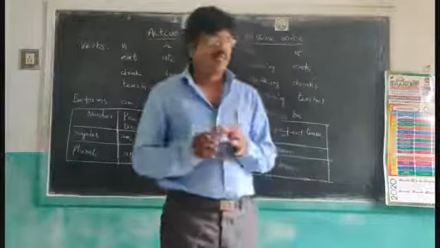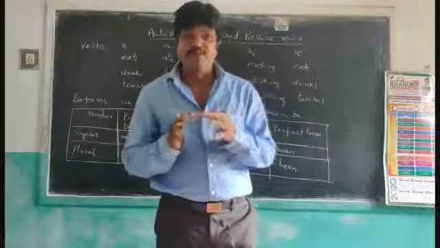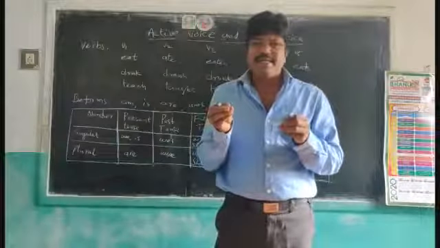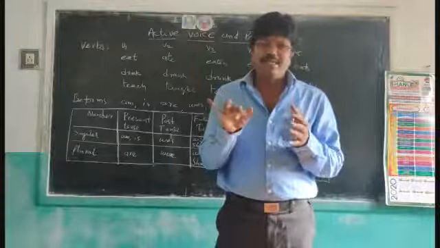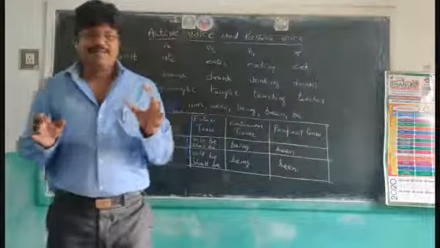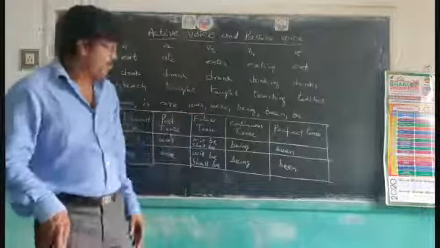How many be forms are there? There are 8 be forms: am, is, are, was, were, being, been, be. It's like a proverb or song. You must remember all these 8 be forms.